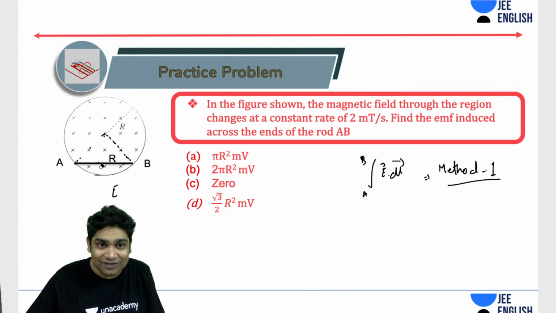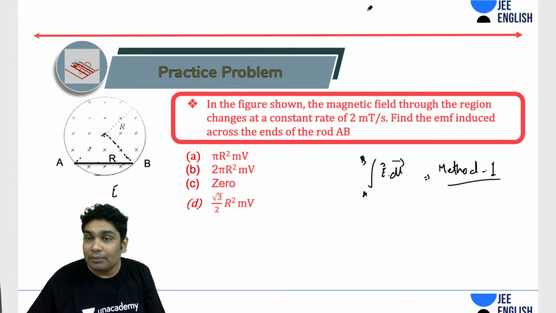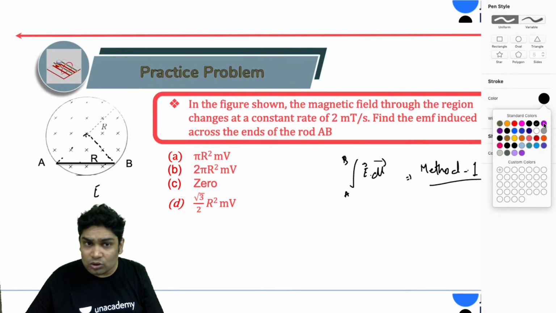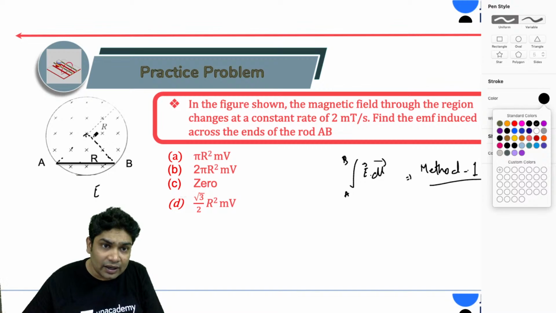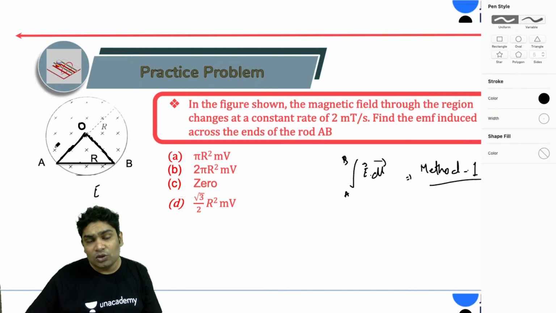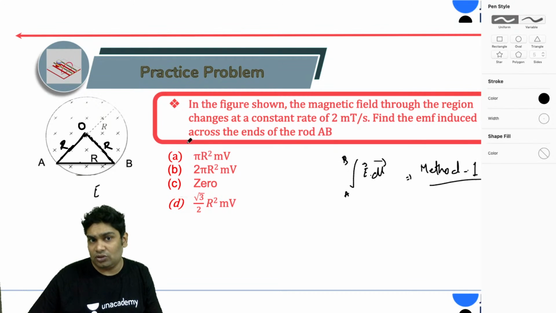In the short method, I will use a small trick. I will complete a triangle and form a closed loop, because for a closed loop, I know I can apply Faraday's law. So consider a closed loop like this. Consider this was the center of the circle O. And if I close a loop connecting O and A and O and B, this was also R, this would have also been R.